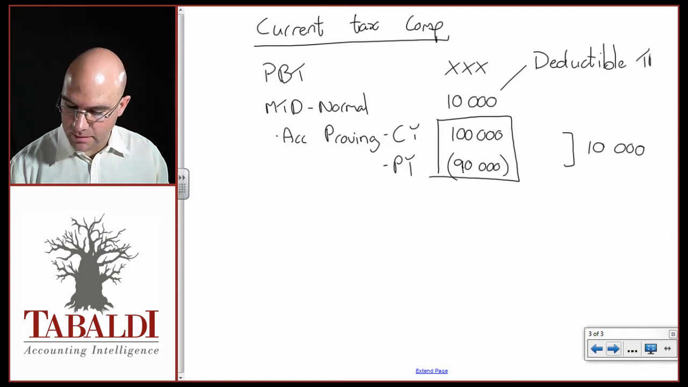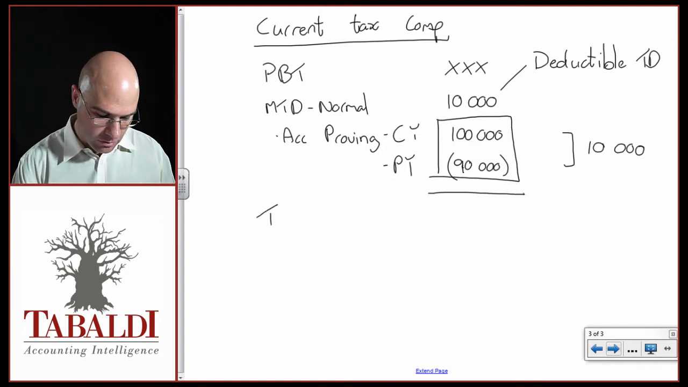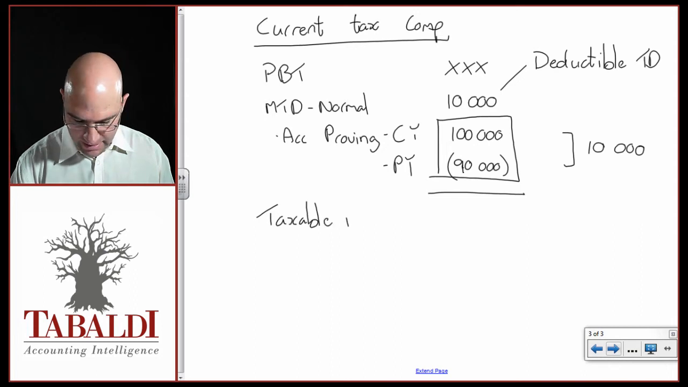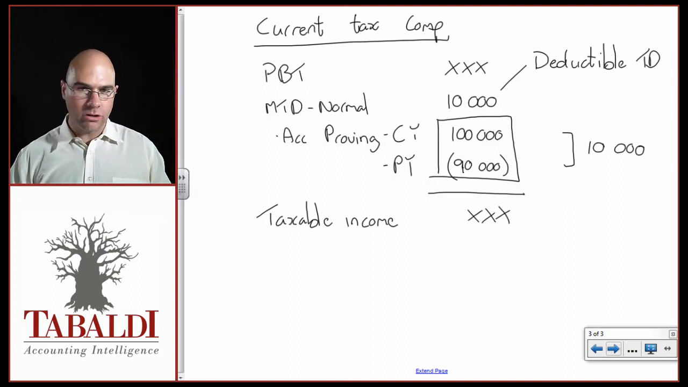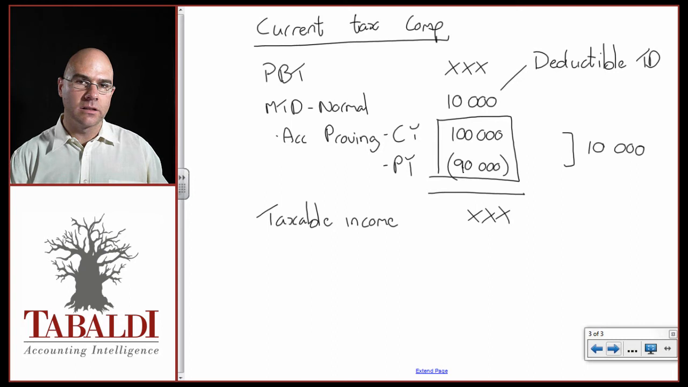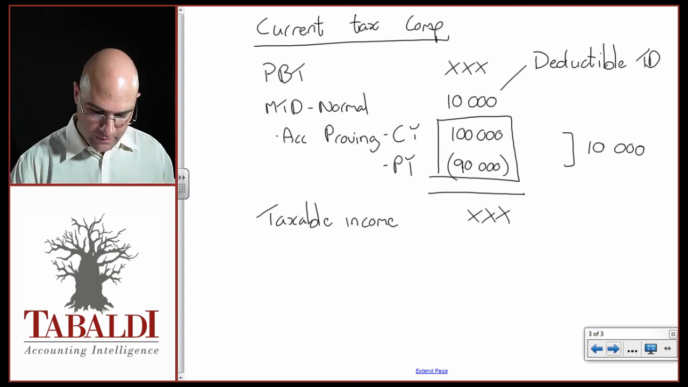So that's a deductible temporary difference movement. And after that you would then add up and get your taxable income, ignoring things like tax losses, etc. here. So taxable income, we don't know what that full figure is. So the next thing you've got to ask yourself is, what does this look like on the statement of financial position approach? So my deferred tax balance calc.